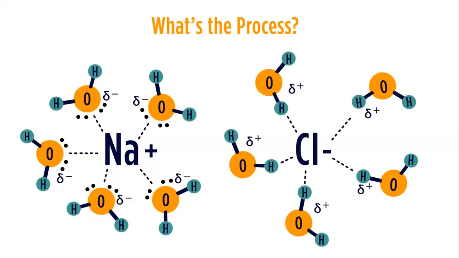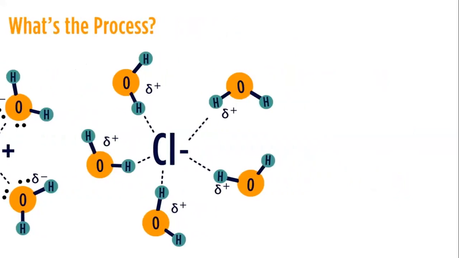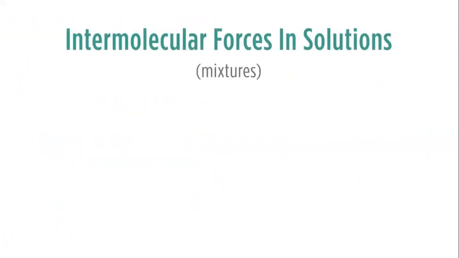Now in this case it's ionic, so it breaks into its ions. That's not always the case. If it is not an ionic compound, it's a covalent compound, but we still have the same type of stabilization interaction. This interaction is an intermolecular force in solution. Most of the intermolecular forces you might have learned at this point are between pure compounds: dipole-dipole, London dispersion, hydrogen bonding.